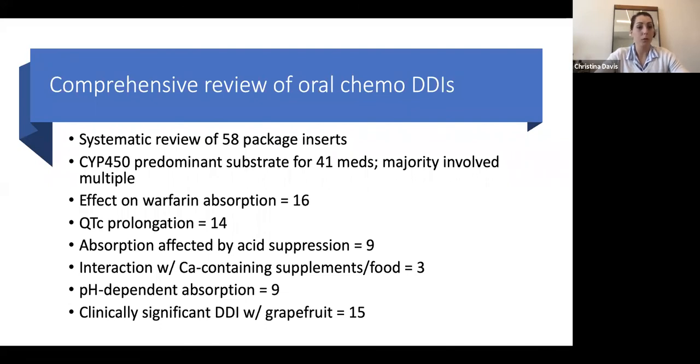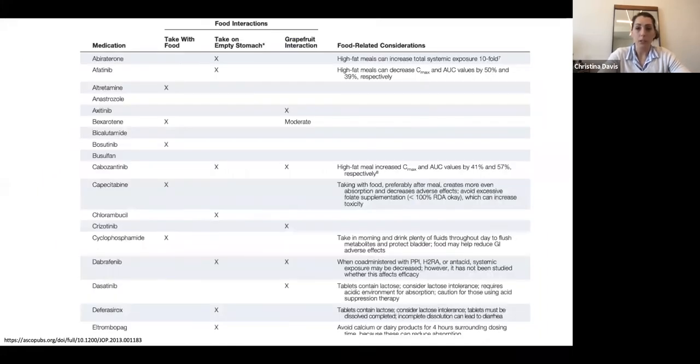The effect on warfarin absorption I found pretty interesting. So 16 of the 58 drugs had some sort of effect on warfarin. 14 were associated with QT prolongation. 9 had their absorption affected by acid suppression. 3 had interactions specifically with calcium-containing supplements, Tums, calcium, vitamin D, etc. 9 of them have pH-dependent absorption, and 15 had a clinically significant DDI with grapefruit. So really just kind of as a reference so you know to be looking out for these things.